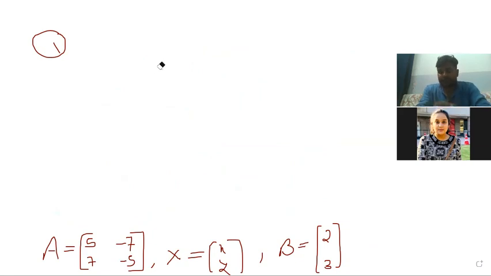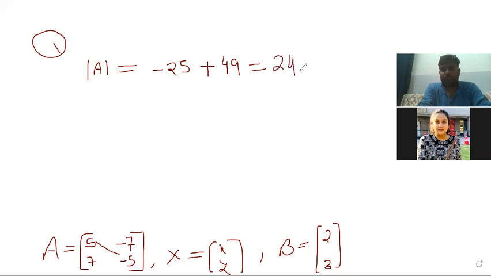For getting the A inverse, we have to find the adjoint A and determinant A. So determinant A will be what? For a 2 by 2 matrix, first of all, we multiply these two numbers: 5 times minus 5 is minus 25. Then here will be a minus sign, and 7 times 7 is 49, so it will be plus 49. Minus 25 plus 49, the value will be 24.